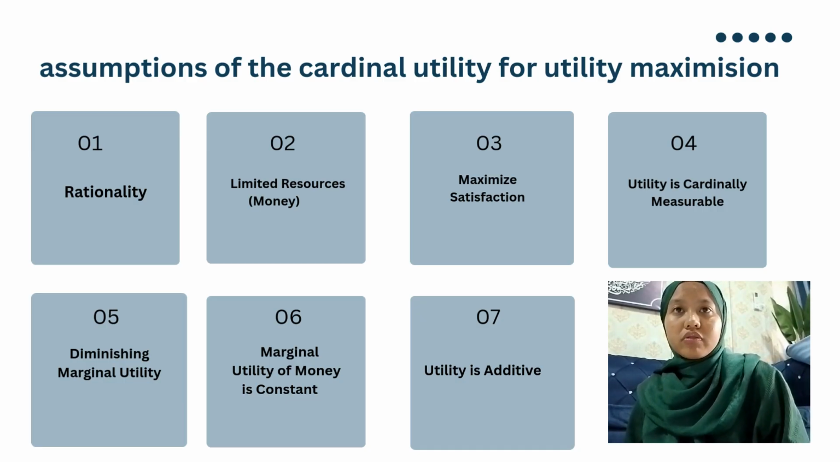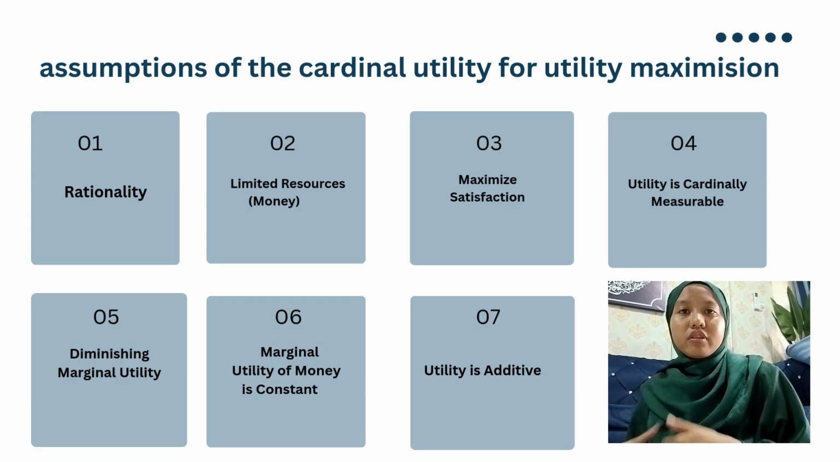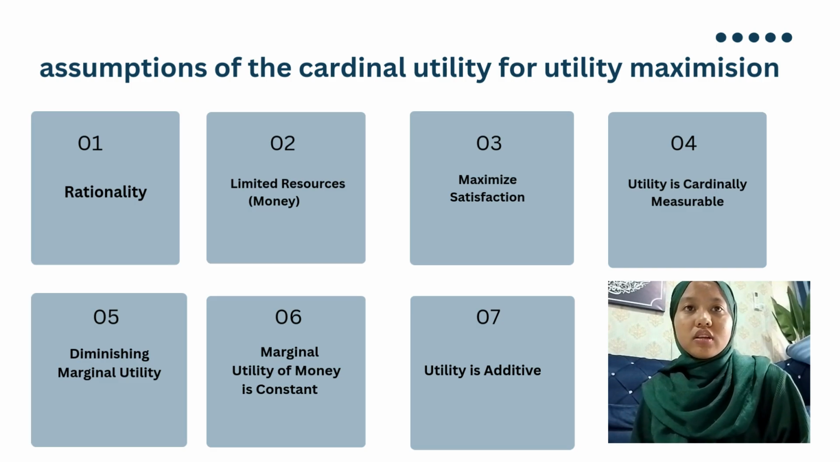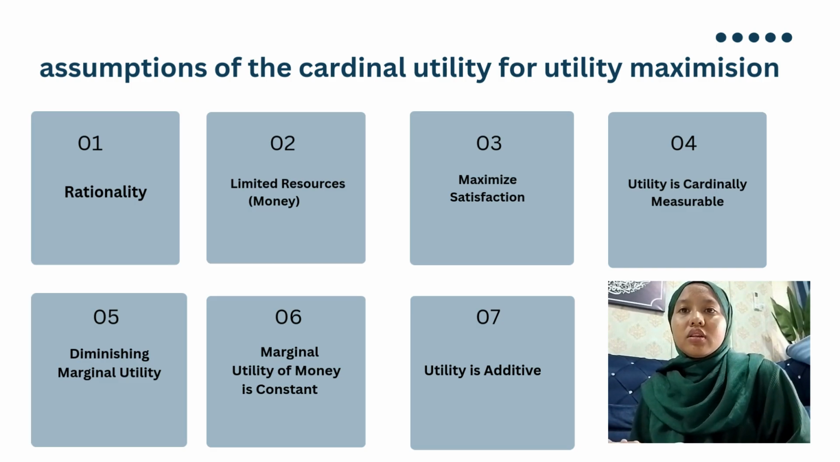So, the assumptions of the cardinal utility for utility maximization: we have seven, which are rational consumer, limited resources (money), maximize satisfaction, utility is cardinally measurable, diminishing marginal utility, marginal utility of money is constant, and utility is additive.